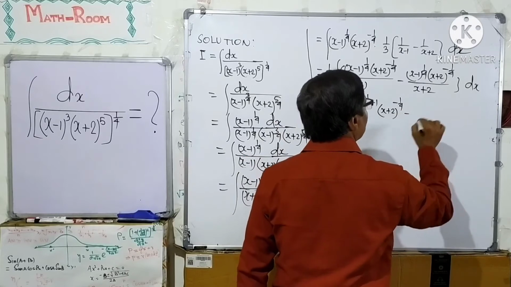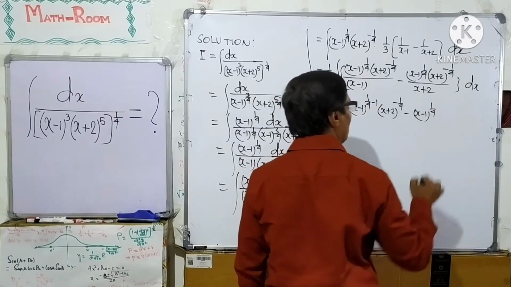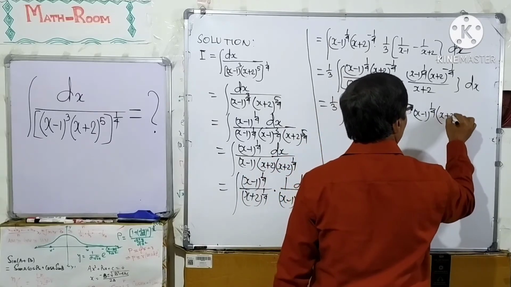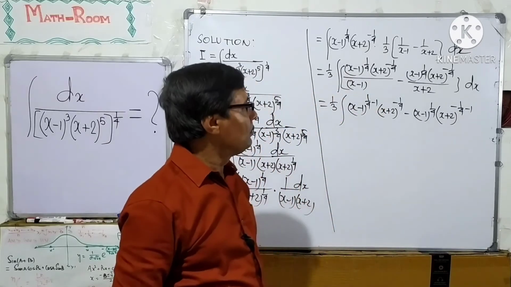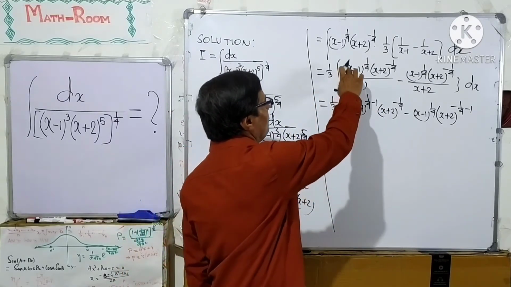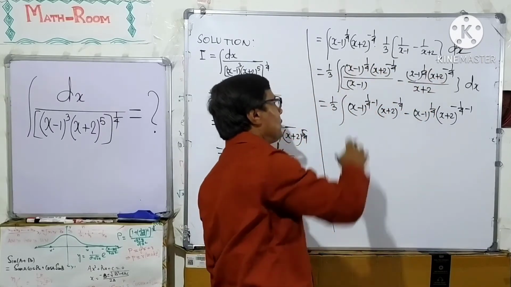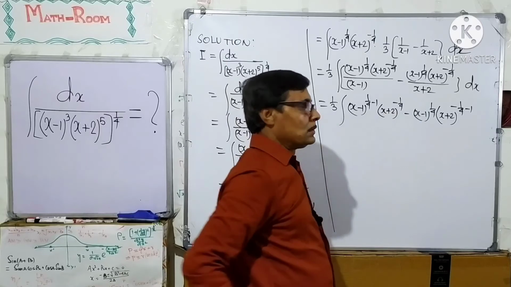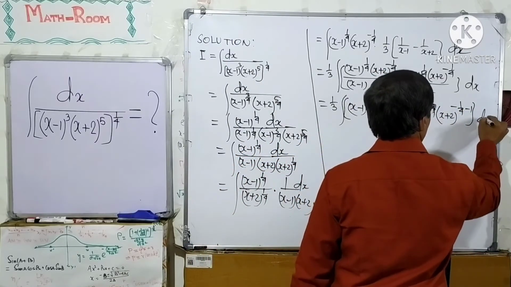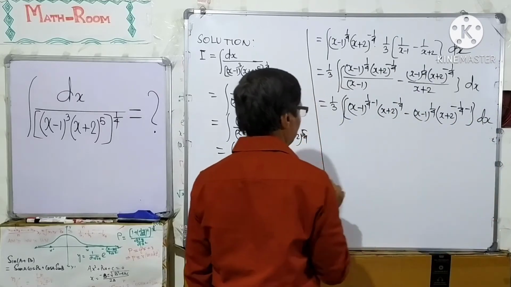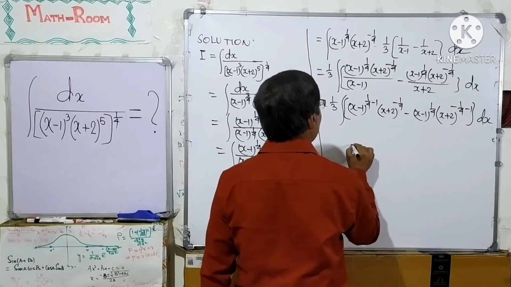This is also (x minus 1) to the power 1 over 4 (x plus 2) to the power minus 1 over 4 minus 1. We divide this by this and divide this by this. After division we get this. This is the integration dx.